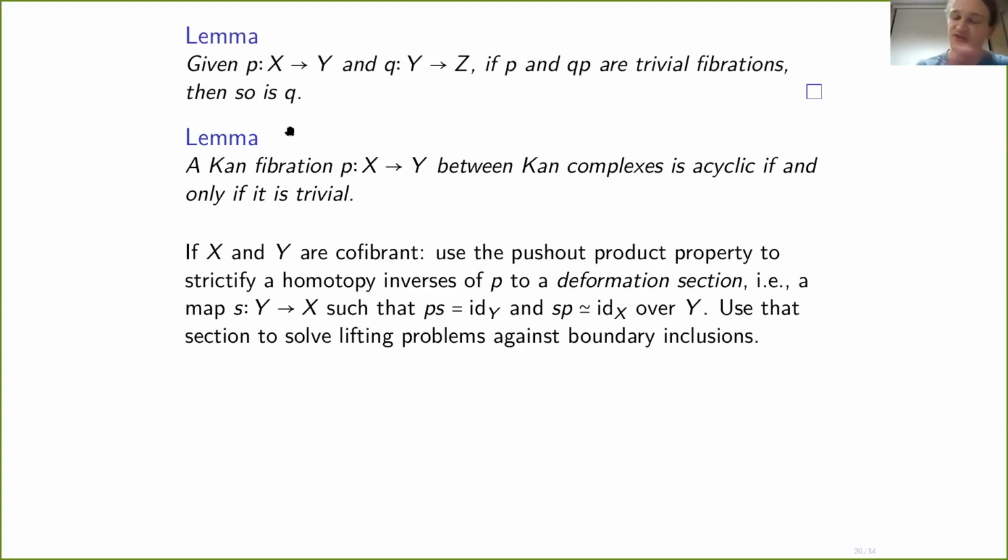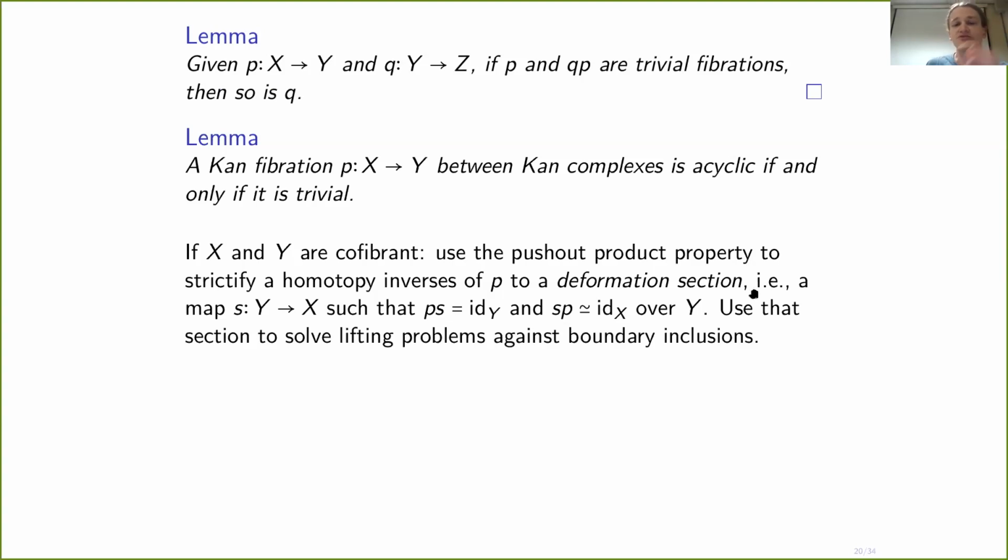Given that, that's a very easy lemma, we can show that a Kan fibration between Kan complexes is acyclic if and only if it is trivial. So it is characterized by a lifting property. And this is going to, in particular, imply that acyclic fibrations are closed under pullback.